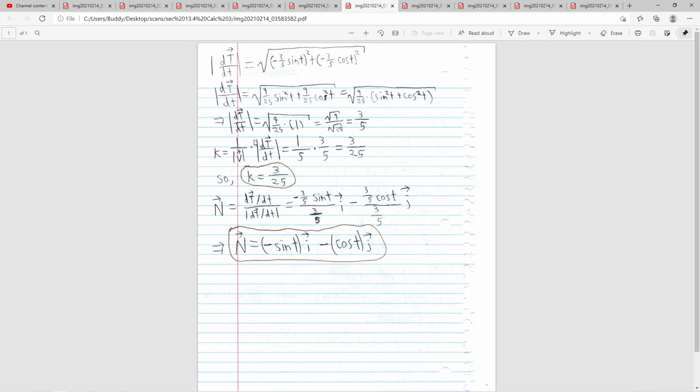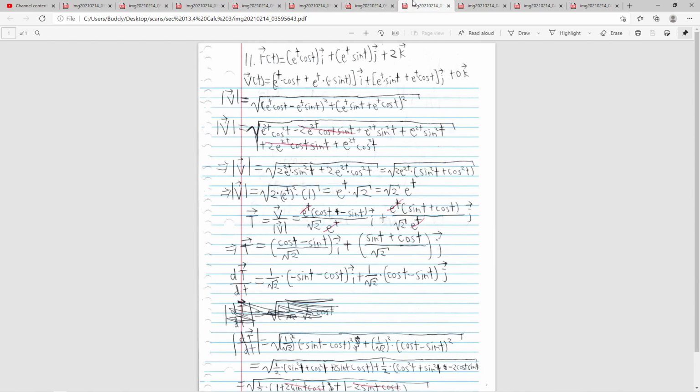And n is the division of those things like before. dT divided by the magnitude of dT. And actually it's simple, it's division by 3/5 in both. They already have 3/5 in the first, so basically these are going to nicely cancel. So it's negative sine t i, and minus cosine t j for n. And that works out fine.